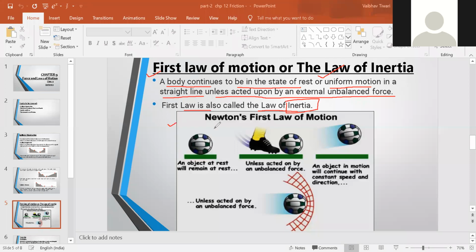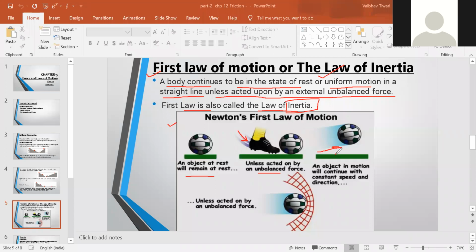So what is Newton's first law? See here, a ball which is placed on the ground is at rest, so it will remain at rest. Even if the ball is left for 2 hours, it is going to be there for 2 hours unless any external force acts on it. Now this is the external force acting on the ball. Someone is kicking the ball, so that is an external force, which is also an unbalanced force. So the ball is set in motion. When an unbalanced force acts on the ball, the state of motion changes from rest.